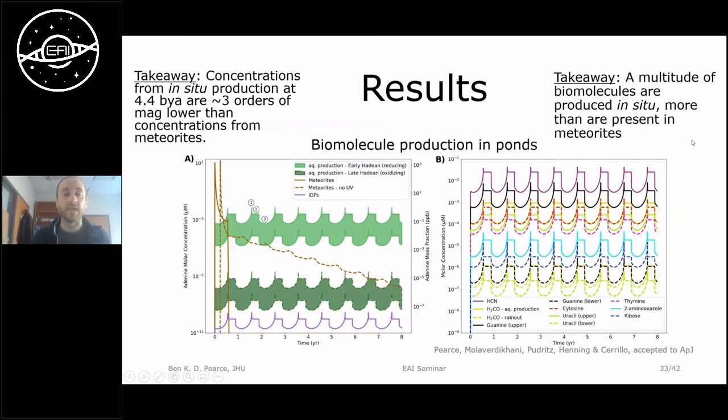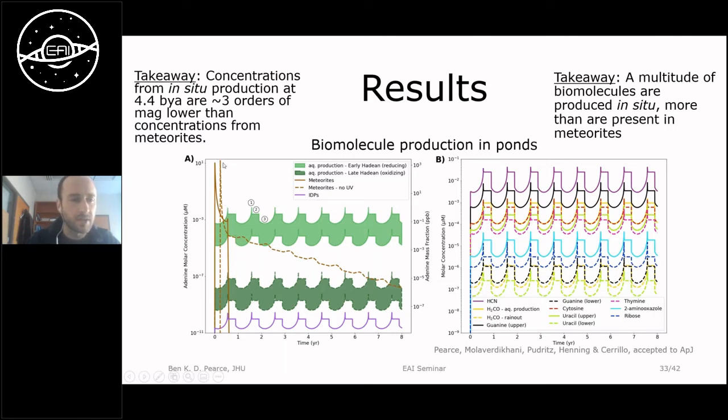Okay, here we come to the main plot of this talk. This is the big comparison. We're going back to our pond model, to meteorites, which we see here in brown, and IDPs, which we see now in purple, and this was the original plot I showed you in our early models. But now we've added in situ production of adenine in our ponds from the reducing phase at 4.4 billion years ago and the oxidizing phase at 4.0 billion years ago. And what we see when we compare these is that the reducing phase is similar in composition to what meteorites would have delivered after about a few weeks.